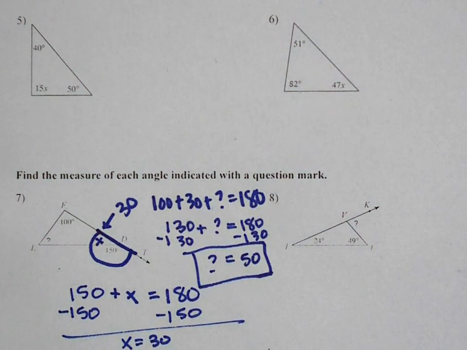Okay, and make sure that you read the directions carefully so that you know what you're supposed to be finding. If you put your final answer as 30 on this question, you would get it wrong because that's not what it's asking for. It's asking for the question mark. So on these types of problems, you're generally going to have 2 steps that you have to follow.